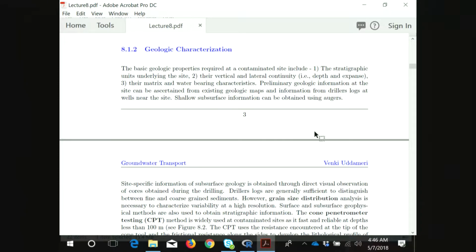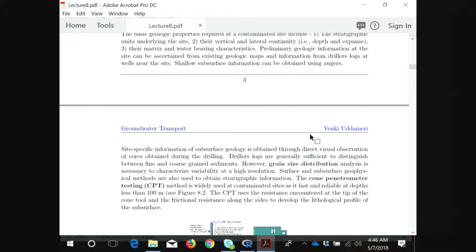If it's very shallow surface, we use augers, hand augers. Anytime we drill, we have to call a toll-free number, 1-800-DIG-SAFE, and tell them that we are going to drill a well here, and give the approximate location of where we want to drill. These days you can do this electronically too, but back in the day you had to call that number and give the location, and they would come back with a report.